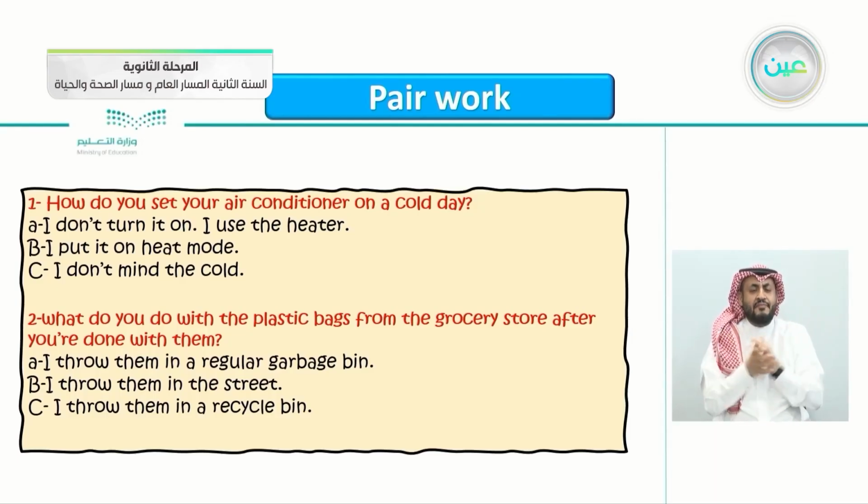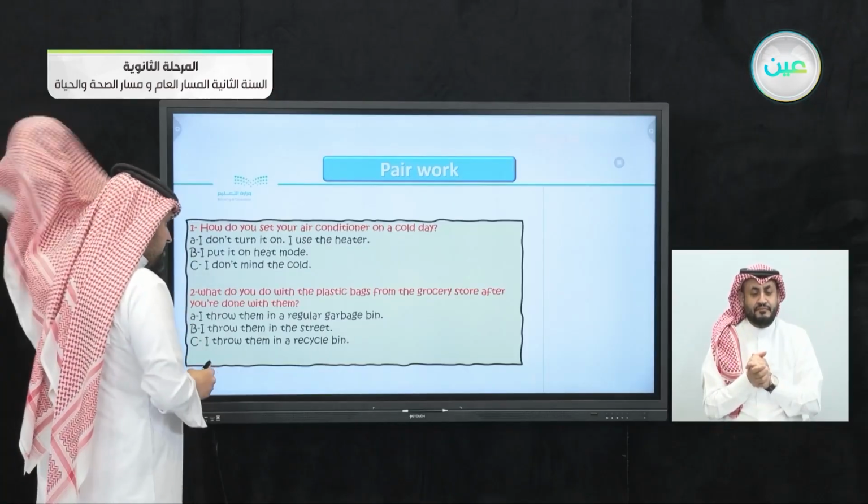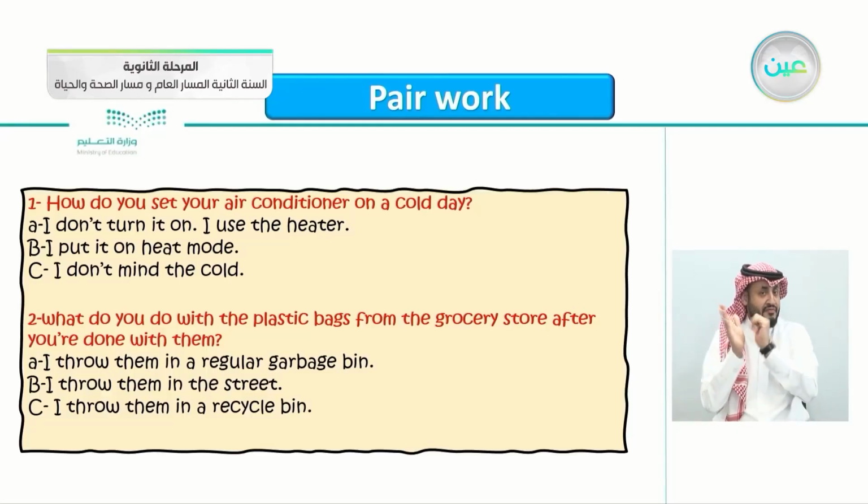A, it's cold. I don't turn it on. I use the heater. I put it on heat mode. C, I don't mind the cold. You just leave it cold. So A, I don't turn it on. I use the heater. B, I put it on heat mode. You put the AC on heat mode, or C, that you don't mind the cold.